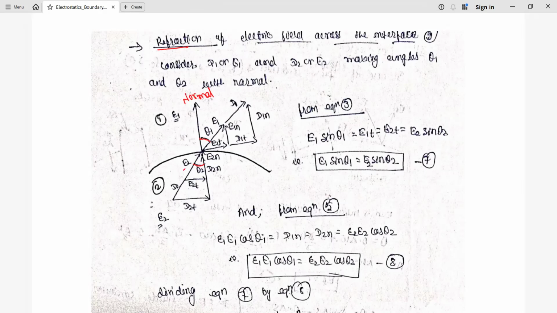Again, for this we have a tangential component and a normal component. For medium 2 also, again we have E2T and E2N. And for the flux density also, we can see that we have a tangential component and a normal component in both media. So now, on the basis of sine and cosine values, let us look at those components.